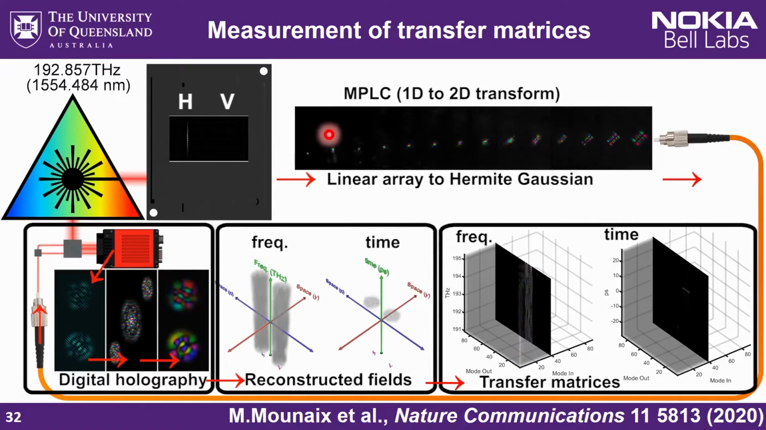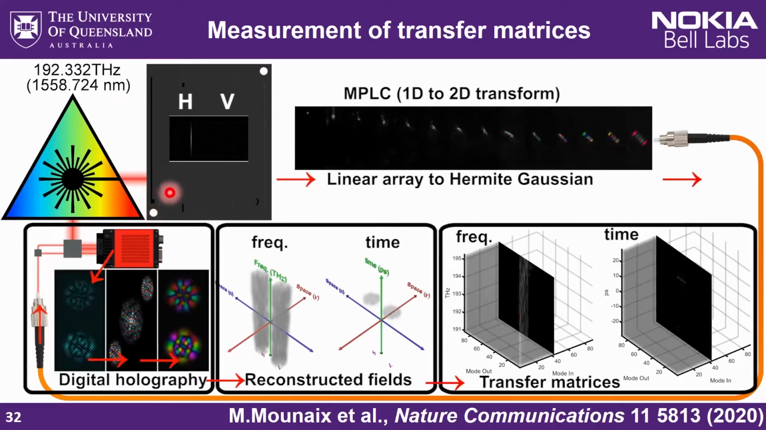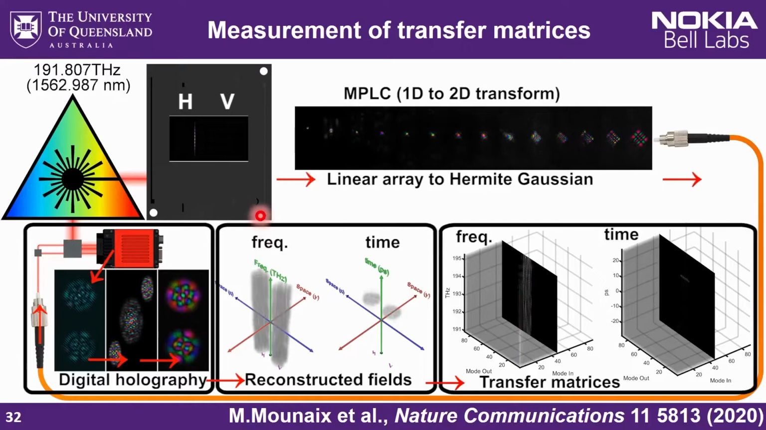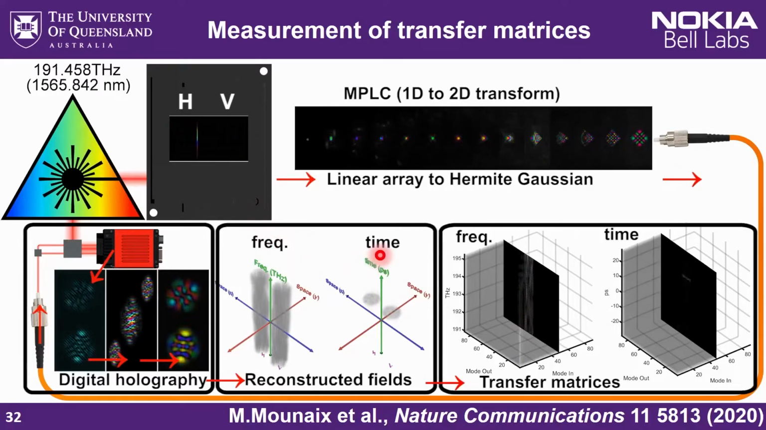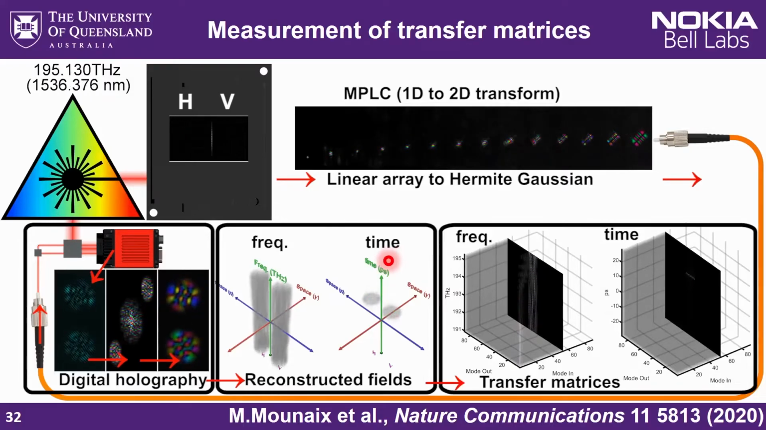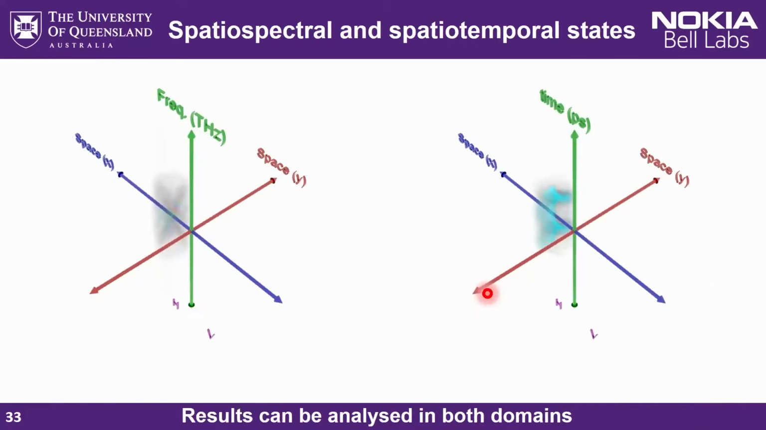For each input mode, we sweep the wavelength and reconstruct the corresponding fields with digital holography. Then we extract the modal decomposition, which corresponds to the transfer matrix coefficients for this specific input at this wavelength. And then we iterate through all the input modes to measure the full matrix.